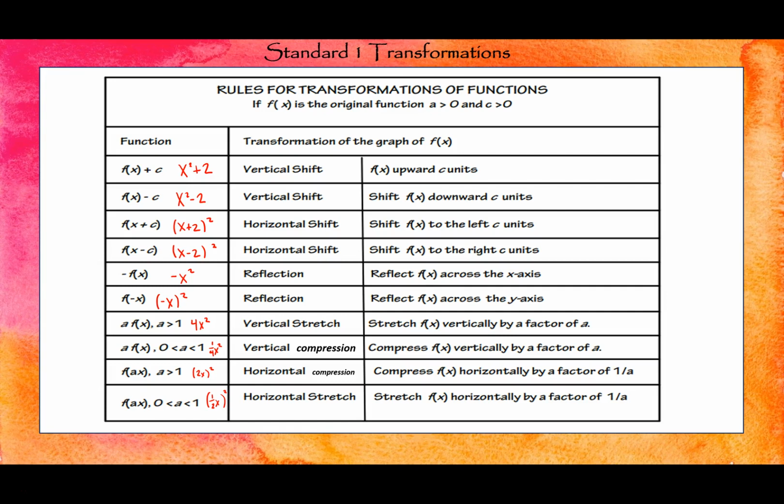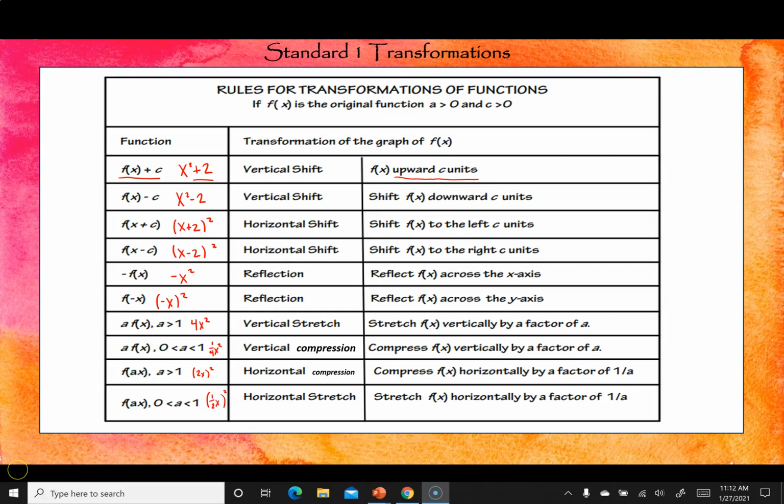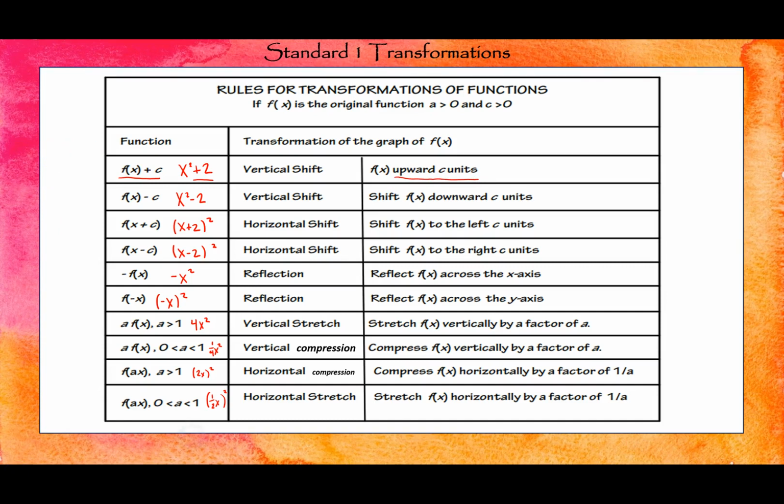If I say f of x plus c here, that means I have something like a plus 2 on the outside of my function, and that's actually going to be a shift up. So an example of that would be x squared plus 2, where I'd be up 2 on my graph. Now, if I had a minus 2 instead, that's going to be a shifting down.